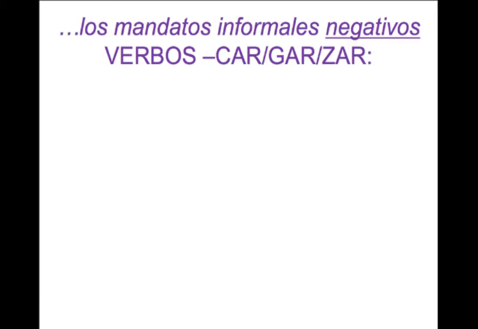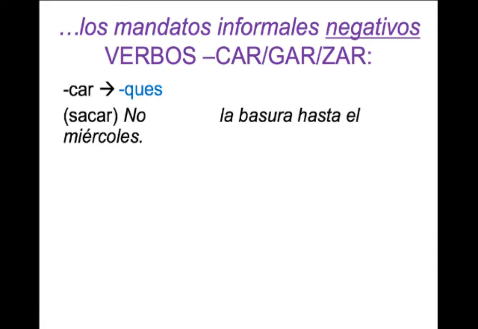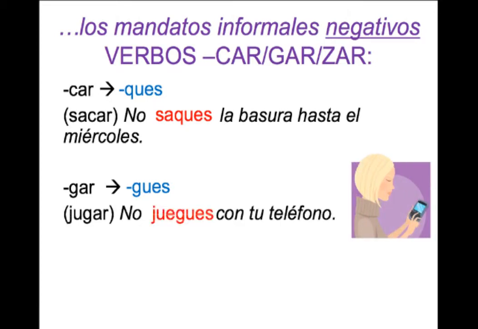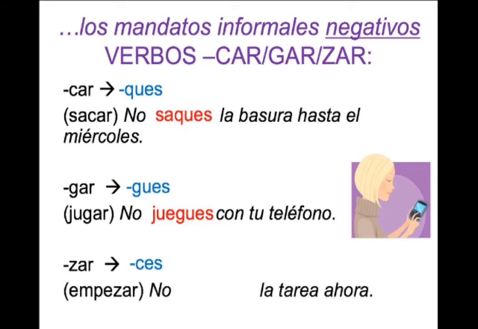There are some situations, some special cases. Verbs that end in car, gar, or zar have a spelling change just because of some spelling rules in Spanish. So let's start with car. Needs to end in QUES. So like for sacar, no saques la basura hasta el miércoles. Verbs that end in gar become gues with a GU. Jugar becomes no juegues con tu teléfono. And verbs that end in zar need to have a C instead of a Z. So empezar becomes no empieces la tarea ahora. Don't start the homework now.